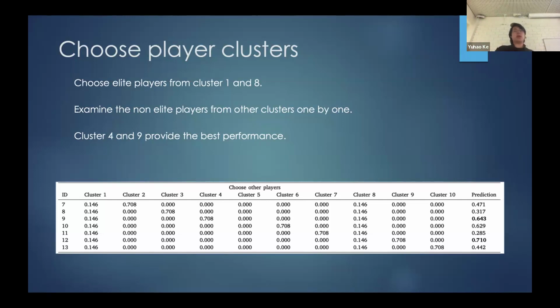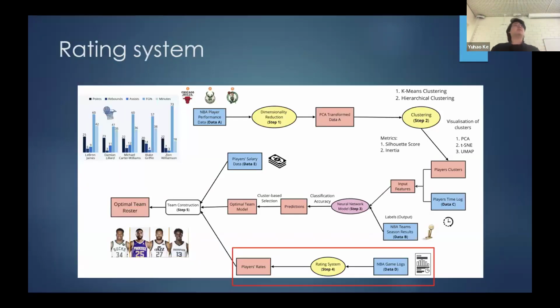So by now, we know that we need 1 from cluster 1. We need 1 from cluster 9. We need someone from cluster 4. We need 1 from cluster 1 and 1 from cluster 8, some from cluster 4 and some from cluster 9. So that is the composition of our team. They are set. And we should move forward to which player to choose from that cluster. And that comes with the rating system.